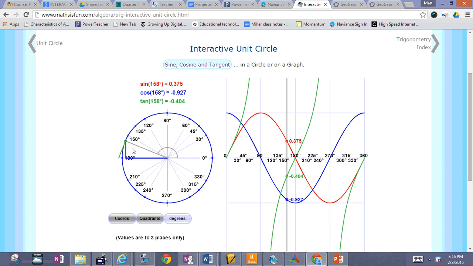At 180 degrees, my x-coordinate is at -1, and my graph has its lowest point at -1, okay? When I'm back to 270 degrees, my x-coordinate is shrunken down to 0, so I have another x-intercept there. And then I come around 360 degrees, it brings me right back to the starting point, my high point on the graph.